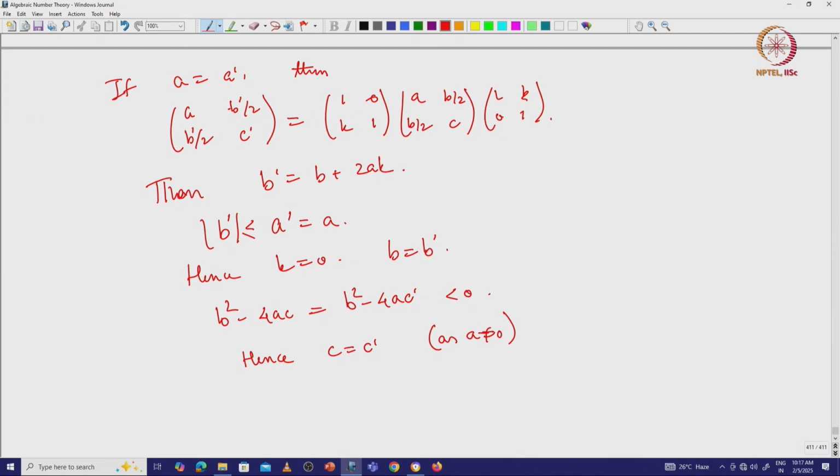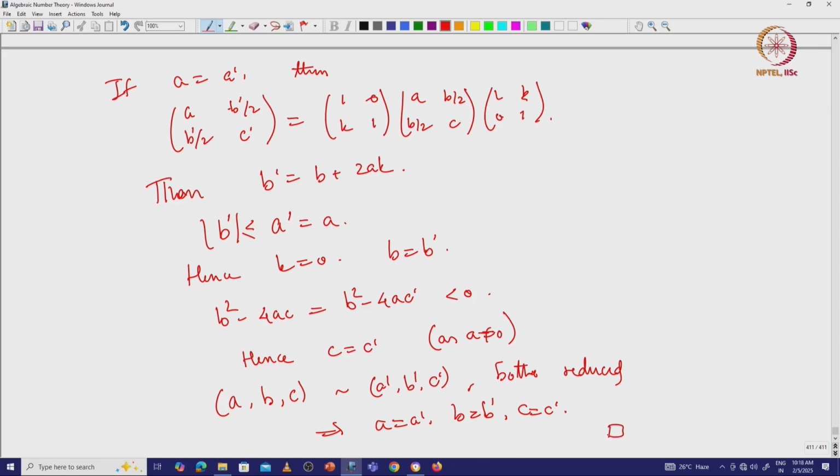Okay, great. So, we have shown that A, B, C is equivalent to A prime, B prime, C prime, both reduced, implies A is equal to A prime, B is equal to B prime and C is equal to C prime. So, that proves our theorem.